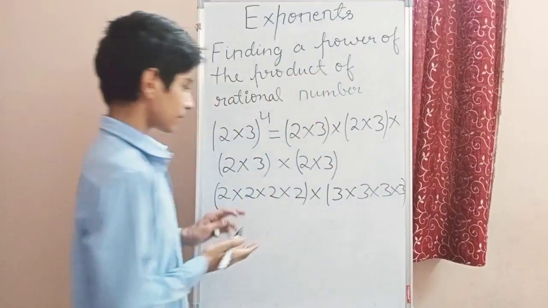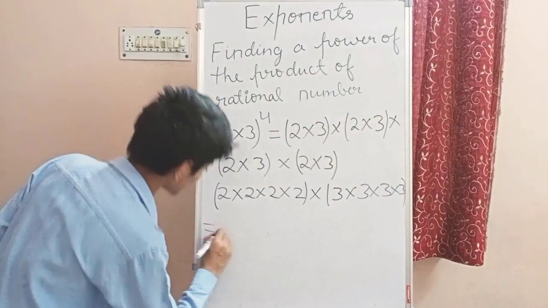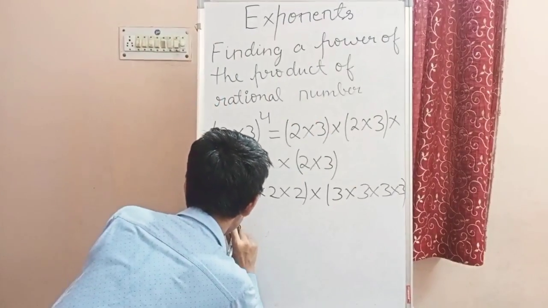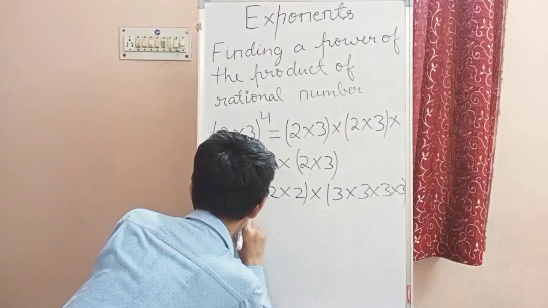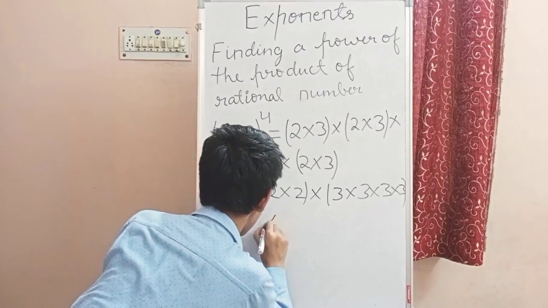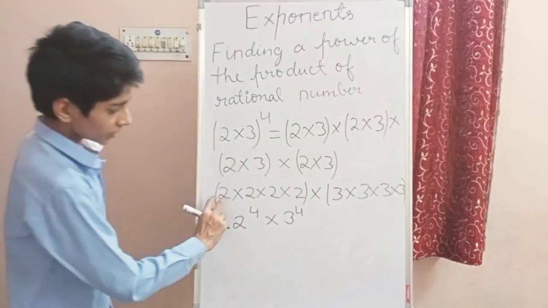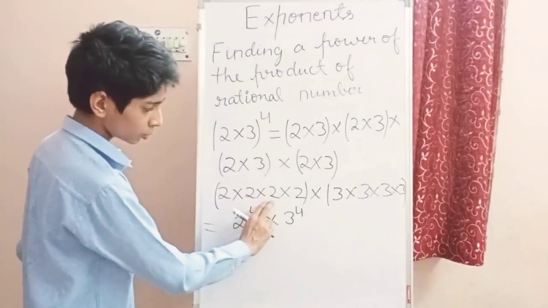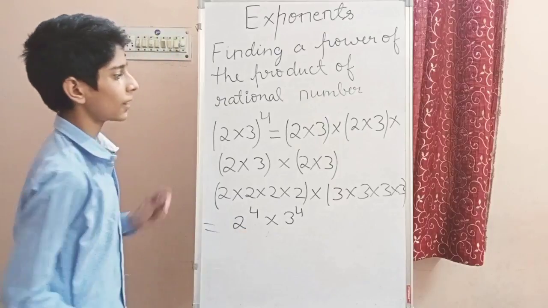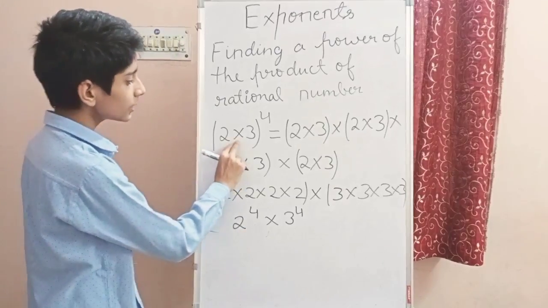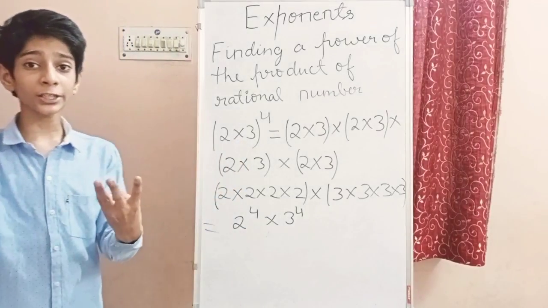So what will the answer be then? The answer will be 2 raised to the power 4 into 3 raised to the power 4. How? Here 2 is 4 times, so 2 raised to the power 4. Now here in the bracket it was 2 into 3 raised to the power 4.